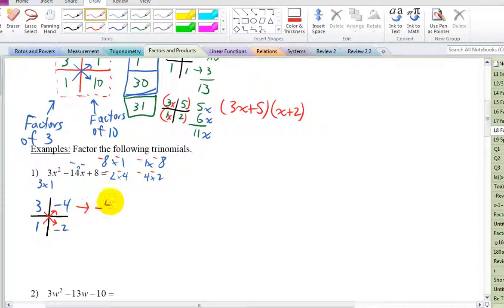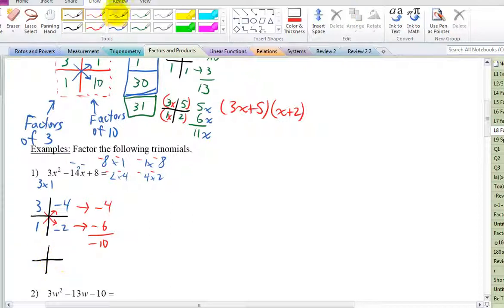This gives us negative 4. This gives us negative 6. Altogether, negative 14. Whoops. Sorry, negative 10. What am I doing? Negative 10. Is that what we want? Nope. So, make another box.